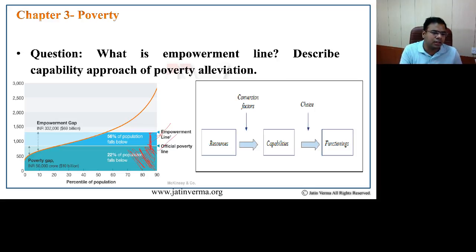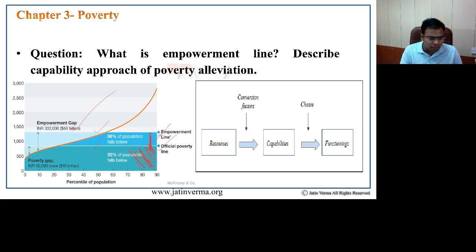And here the empowerment gap actually showcases the per capita amount that has to be provided to each family, multiplied by the number of families, through which we have come up with the empowerment gap. That shows how much amount would be required for the entire population to bring them out of poverty.